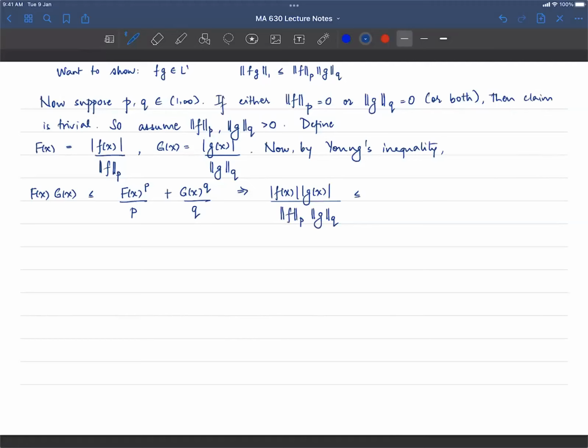on the right side, there's a 1 over p, and then you have this f(x) to the p. So I'm going to get the absolute value of f(x) to the p divided by the p norm of f to the p, plus 1 over q, the absolute value of g(x) to the q divided by the q norm of g to the q. Any questions so far?